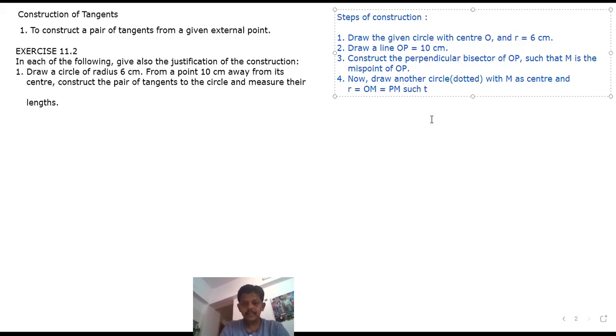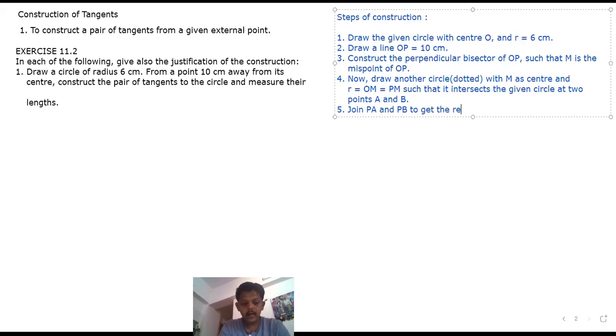such that it intersects the given circle at two points A and B. Join PA and PB to get the required tangents. Directly you are going to get PA and PB as the tangents.